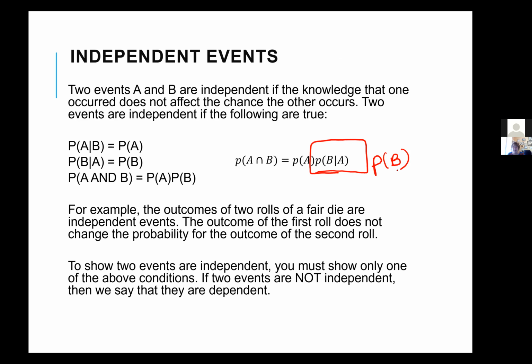Another example of independent events is the one that we've been using over and over again. If I flip a coin the first time, and then I pick the coin up and flip it a second time, the second flip in no way is affected by what you got on the first flip. They're completely independent events.